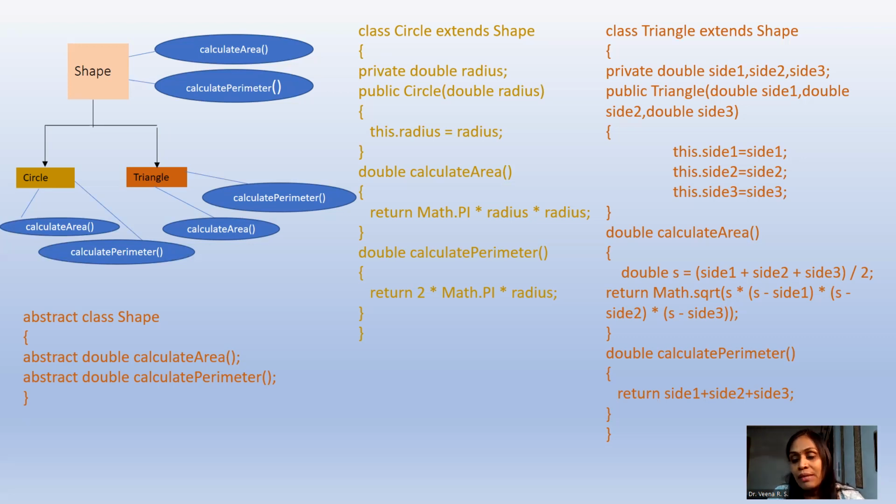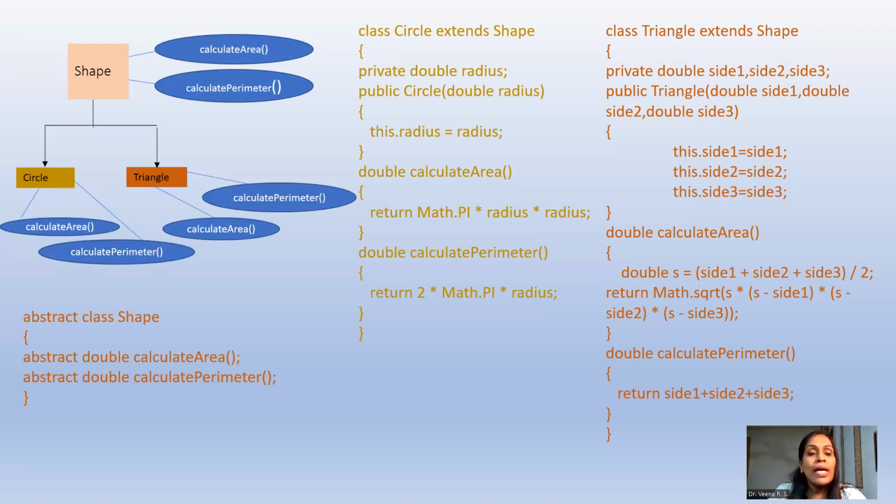We have also overridden one more method called calculatePerimeter. So calculatePerimeter is a method which is going to find the perimeter of a triangle, and the formula to find the perimeter of a triangle is side1 plus side2 plus side3. So we have overridden both methods in the class Triangle.